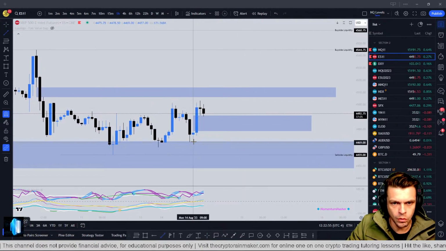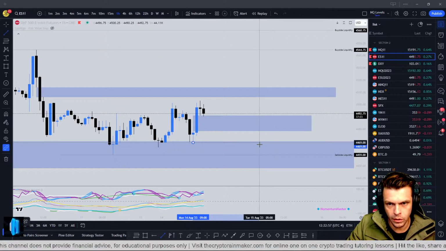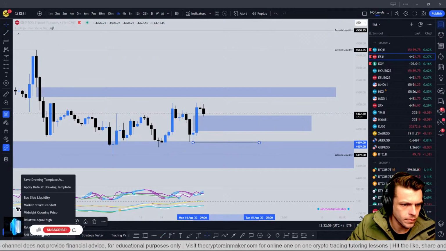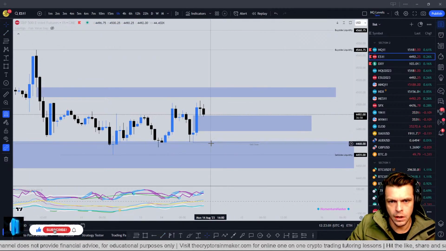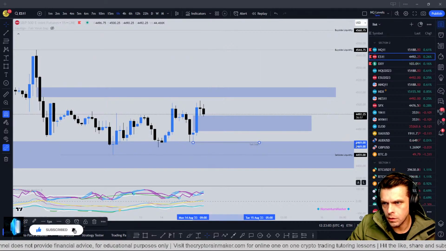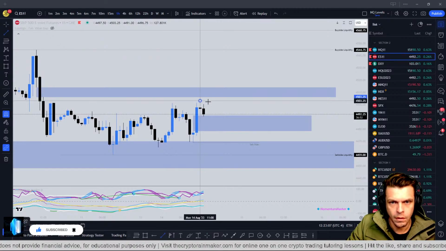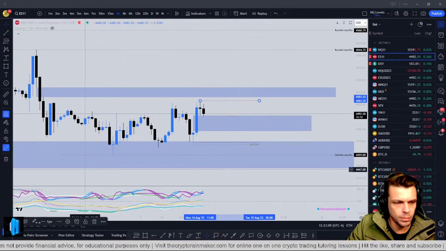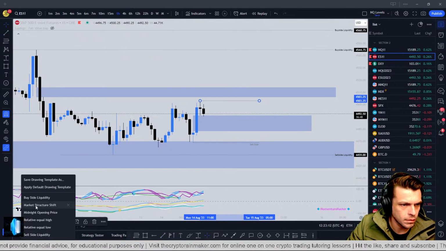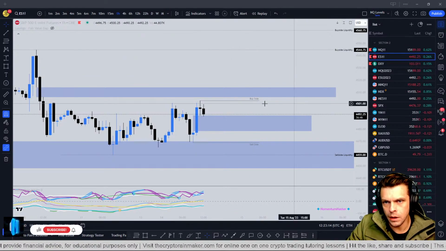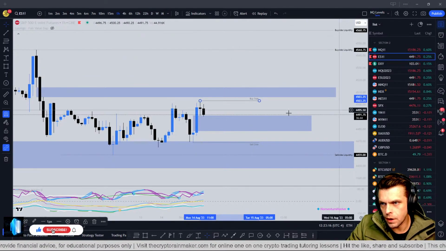Right, so let's mark off the short-term liquidity pools. The sell side is right here at 4,470, and our short-term buy side is right at 4,503.